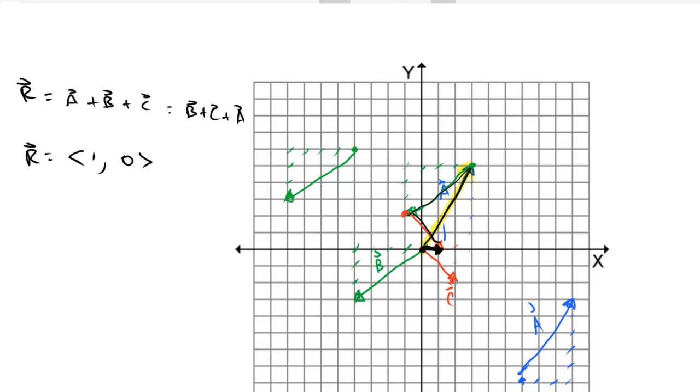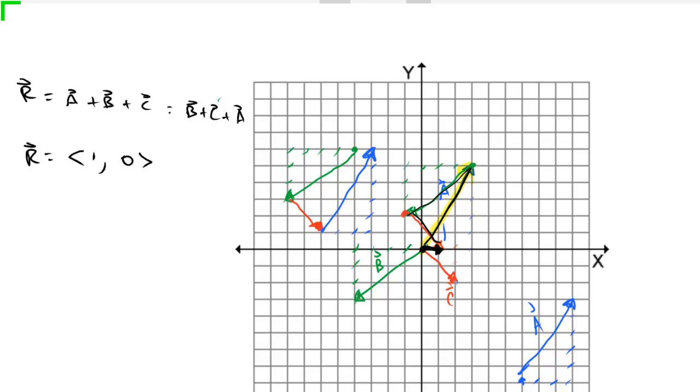And then we are going to add in vector C. Vector C moved 2 to the right and 2 down, so it'll move us over here. This will be vector C, adding onto it now. So now we have B plus C. And lastly, adding in vector A, which moved 3 to the right and 5 up. We'll move from the end here, 3 to the right and 5 up, and vector A takes us to right here.